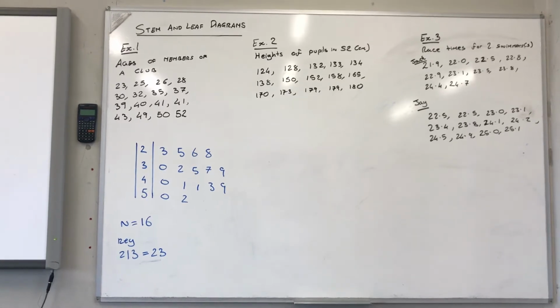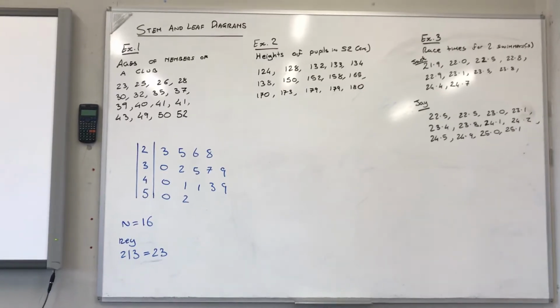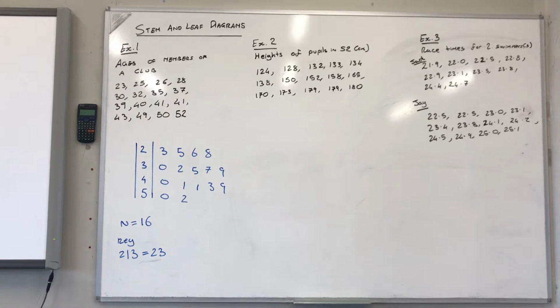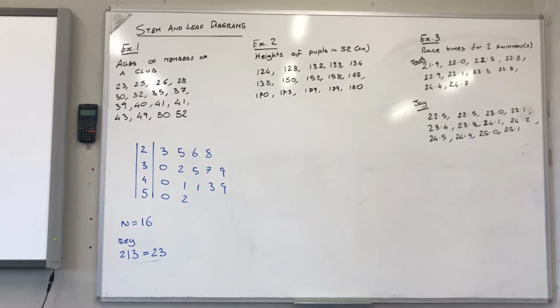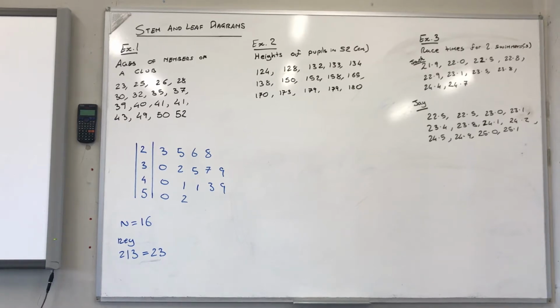What I've done for that ages of members of the club is I have taken the final digits, separated them from the tens, so it's in tens for this one. I've written them in a column, so we've got 23 all the way up to 52. So we can see within two lines, we've got 2, 3, 4 and 5. And then after each line is each individual set of data. So it starts, all the 20s are 23, 25, 26, 28. So I've split them up.